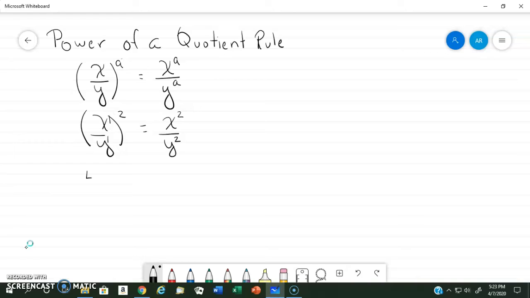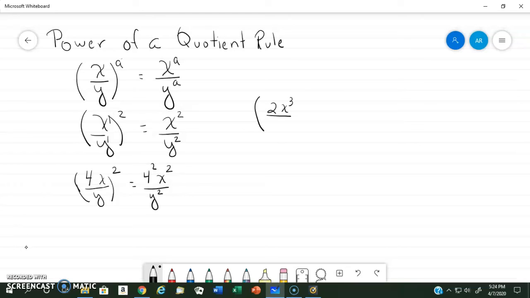I can have numbers in here, so I can have 4x over y, and then I'm going to square the whole thing. And it gives me 4 squared, because that's really 4 to the first, and 2 times 1 is 2. Gives me x squared, and then y squared, because these are really all to the first. And then 2 times 1 is 2, 2 times 1 is 2. You get the idea.